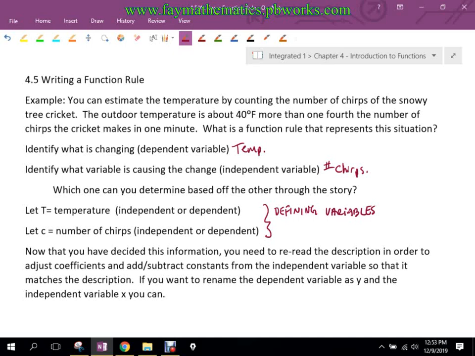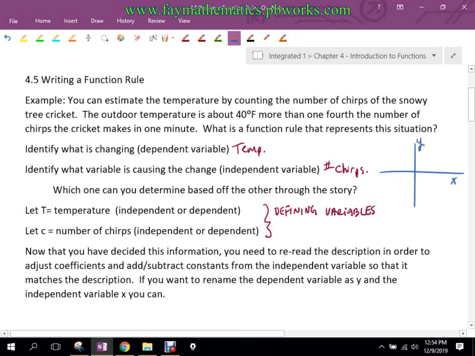Chirps is C for me. Again, if you wanted to use B or D or F or whatever, you could. It doesn't matter, but I think C is appropriate for chirps. Now, two variables that people like to consistently use are X and Y. Why do we like to use X and Y? Because when we graph things, that's the X and that's the Y, right?